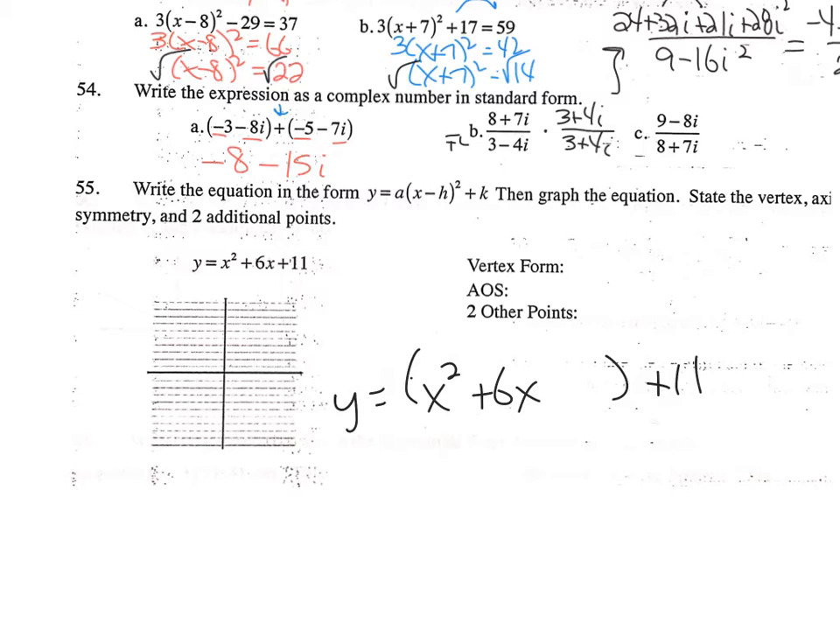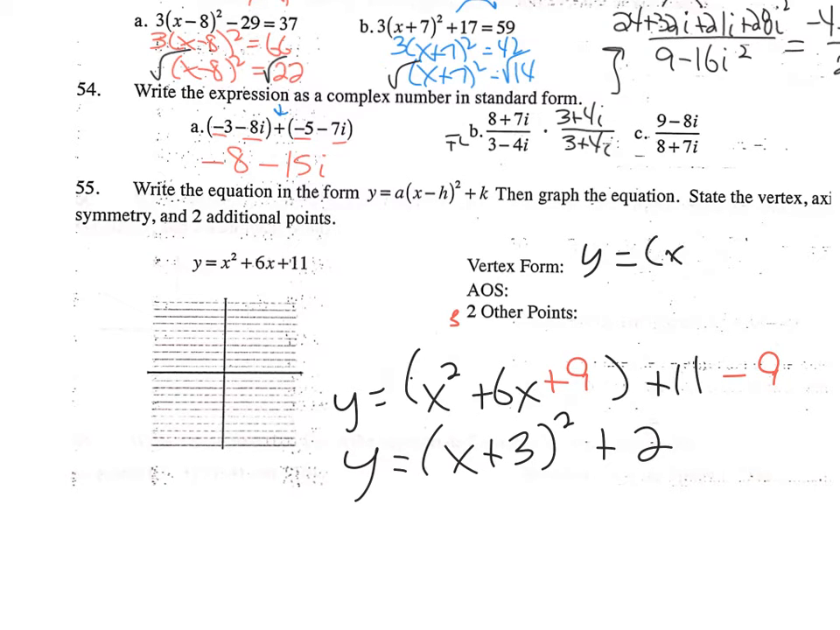So what I'm going to do is take half the middle, which would be 3, square it, which would be 9. Instead of adding it to both sides, I'm going to add it in there and subtract it out there. I think you remember us doing that. So my parentheses now is just x plus 3. Whatever the half was always goes in there. 11 minus 9 is 2. There's my vertex form. That's the answer to the first question. y equals x plus 3 squared plus 2.